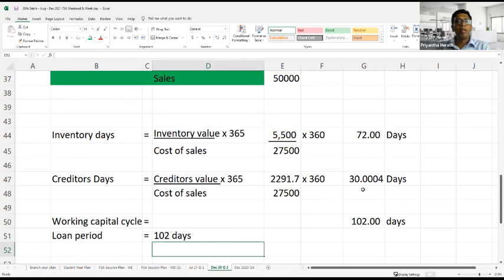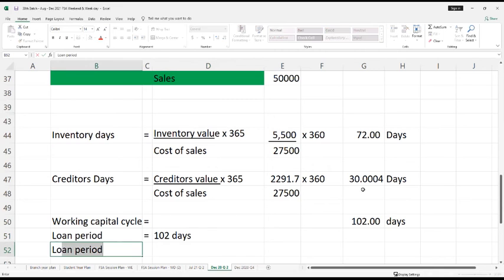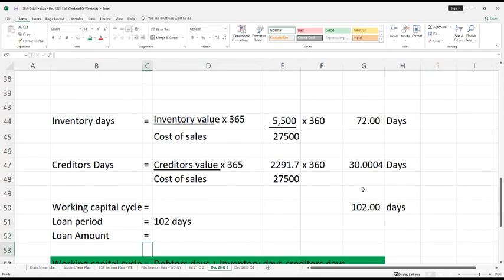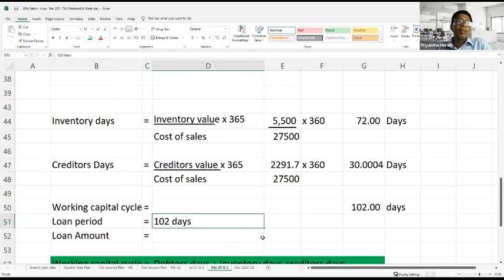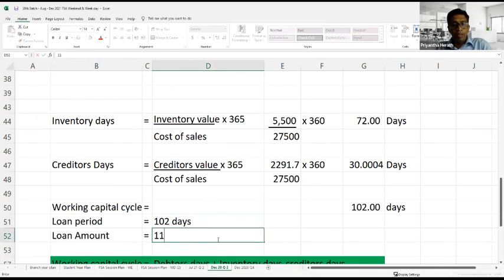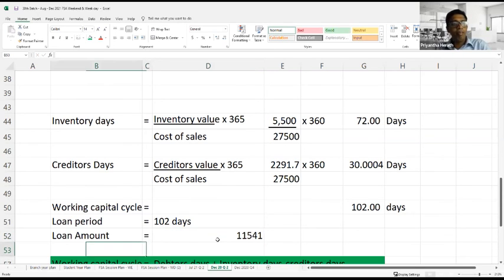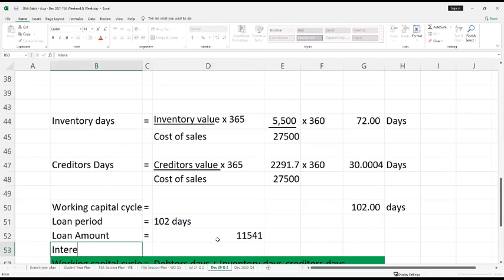The impact to the profitability. What's the loan amount? 11,541. We estimated the working capital requirement 11,541. What's the interest rate? 10%.